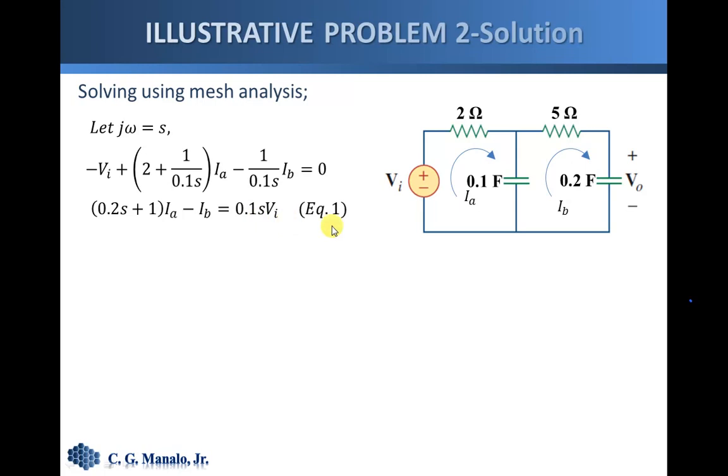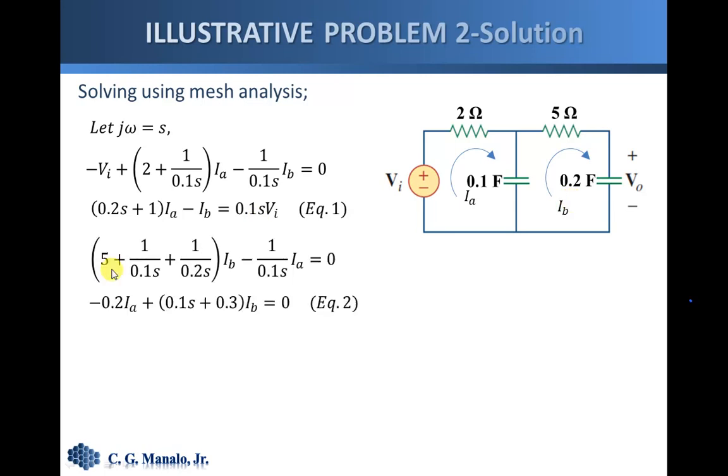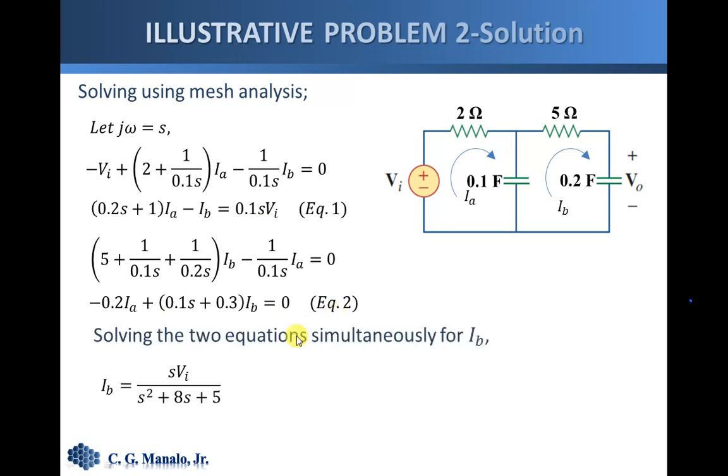Doing the same for loop B, we'll have this equation, and simplifying, you will get this simplified equation. We call it equation 2. Now simultaneously solving the two equations and solving for I sub B, you will get I sub B equals this one. So I sub B is a function of V sub I.